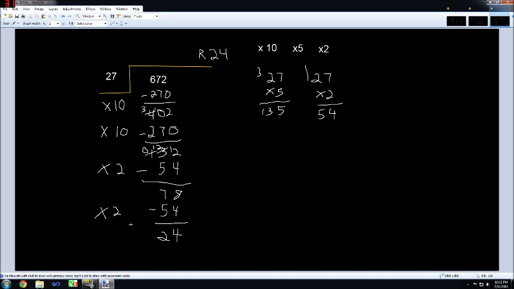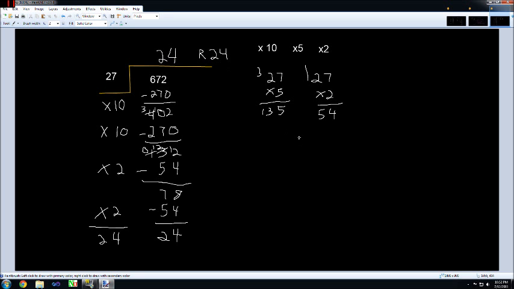Now we need to find out how many groups of 27 came out of 672. So I'm going to add all these numbers in this column up. So I have 0 plus 0 is 0, 2 plus 2 is 4. Okay, then 1 plus 1 is 2. So I know the 24 groups of 27 with a remainder of 24 should be my answer.